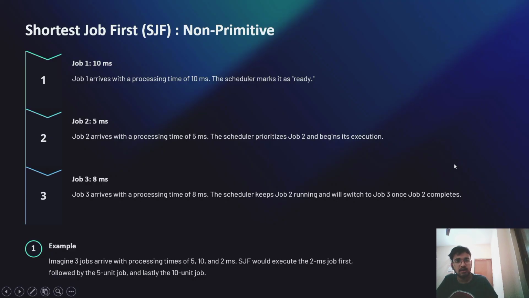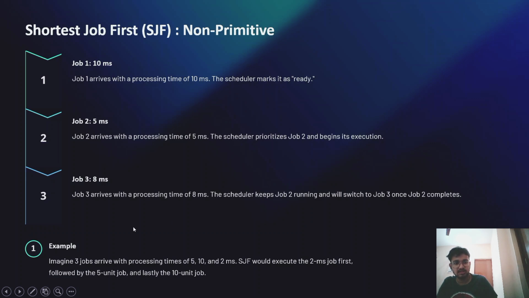Next we have SJF non-preemptive, and we have a small example in which job 1 arrives with a processing time of 10 ms, and the scheduler makes it ready. Job 2 arrives with a processing time of 5 ms, the scheduler prioritizes job 2 and begins its execution as it is lower than job 1, so the shortest job would be finished first. Same goes with job 3. Job 3 would be done after job 2, and job 1 would be done last as its burst time is highest.